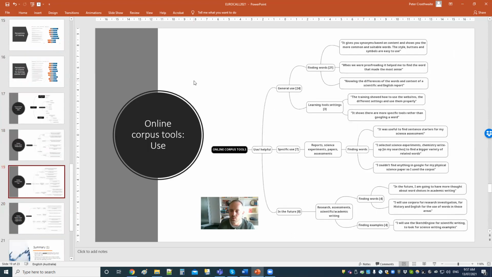In terms of what they used the tools for, we separated these into general use and specific use. Their comments in terms of general use mainly focused on using corpora to find words, and also about learning the different settings of the tools in order to get what it was that they needed to do.